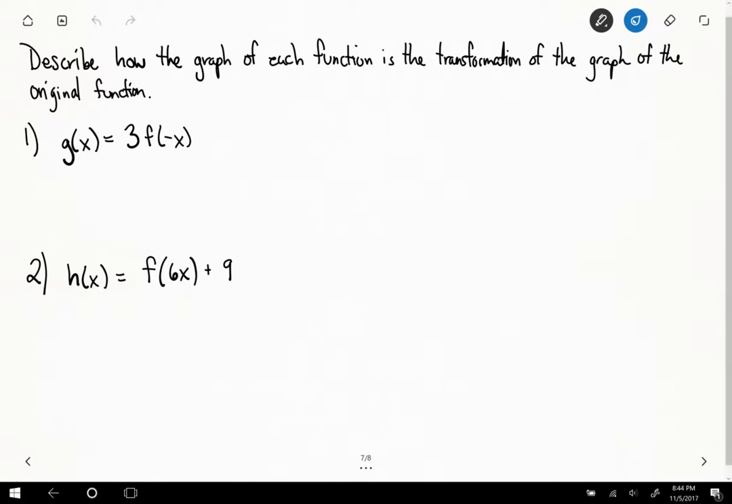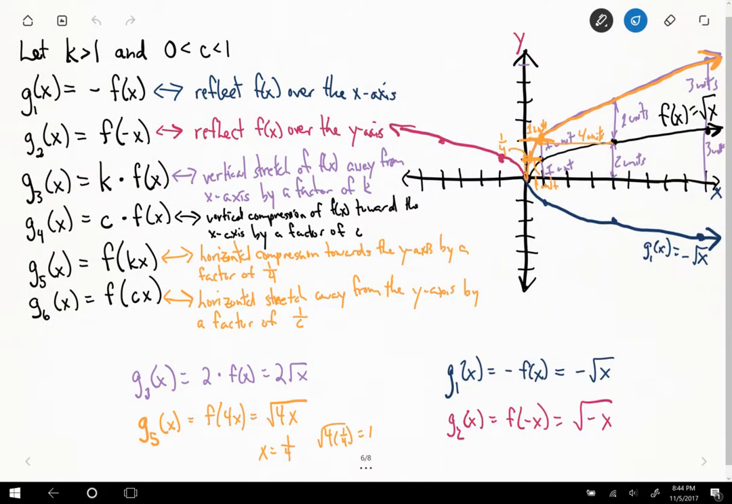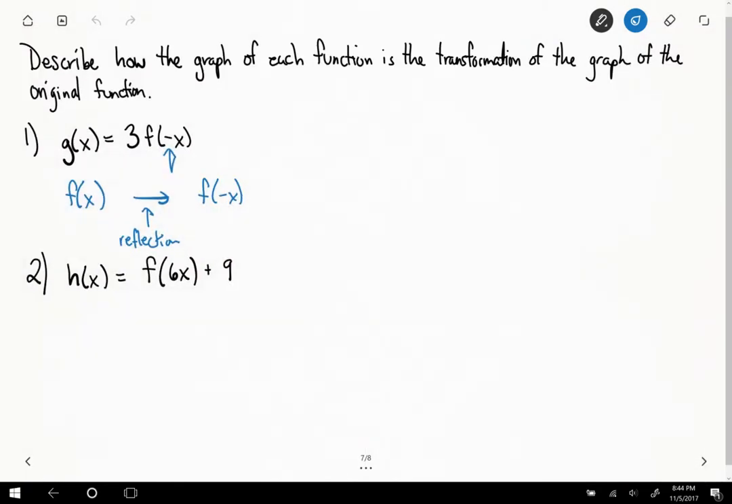So notice we have two things here. This f of negative x, so let's say we started with f of x. If we made our move to f of negative x, what do we do? Well, in that process, this is a reflection. Now over what? Well, notice the negative's on the inside, so we'll go one step back real quick. So f of negative x reflects f of x over the y-axis. So reflection over the y-axis.